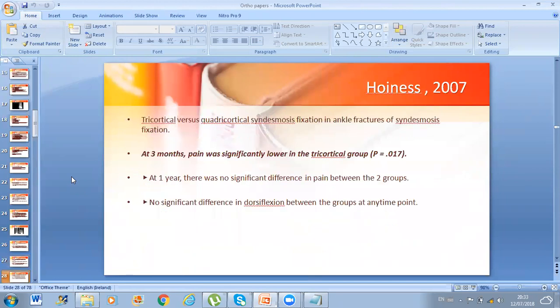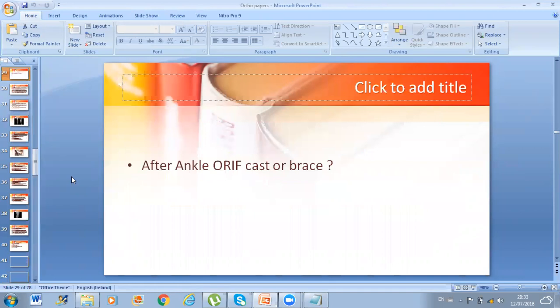So again, there is Hoynes 2007, tricortical versus quadricortical syndesmosis fixation in ankle fracture with syndesmosis. At 3 months, pain was significantly lower in the tricortical group. So he is supporting you. Hoynes 2007 is supporting you that within 3 months, tricortical works well. But at 1 year, there is no significant difference in the pain between the two groups. No significant difference in dorsiflexion between the groups at any time point, as I told you previously.